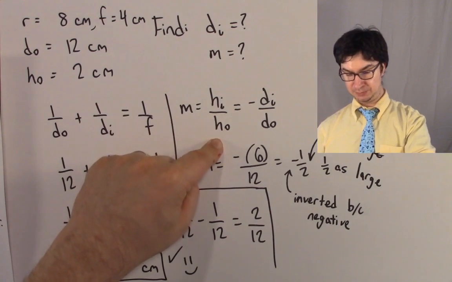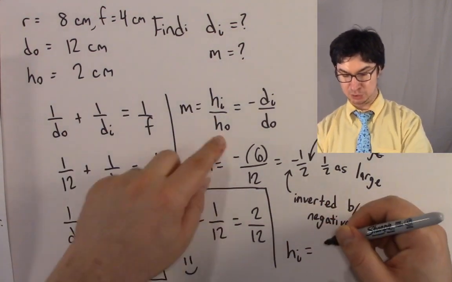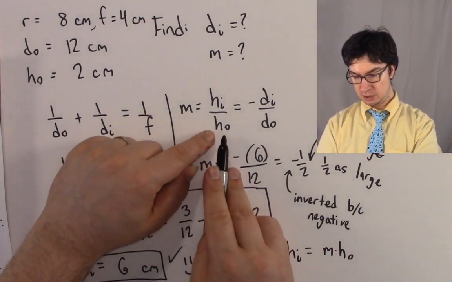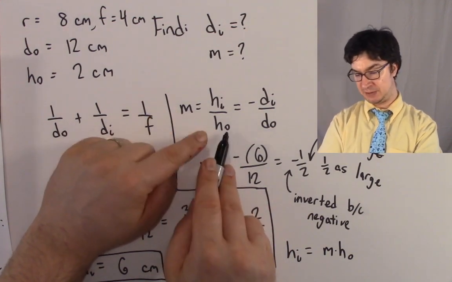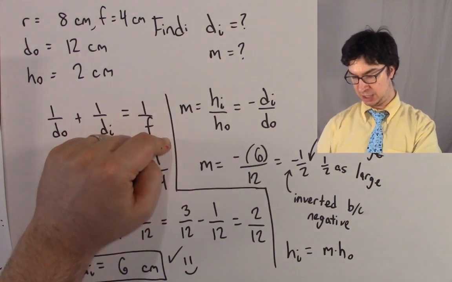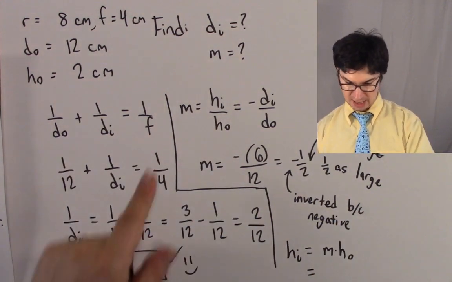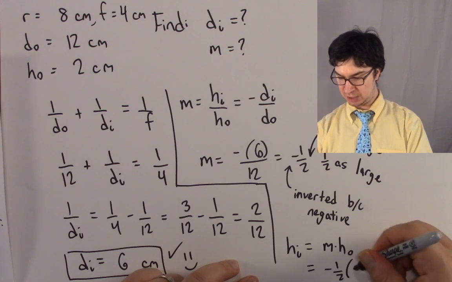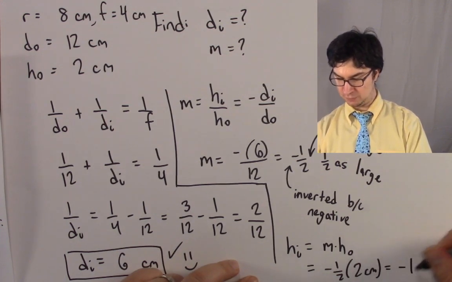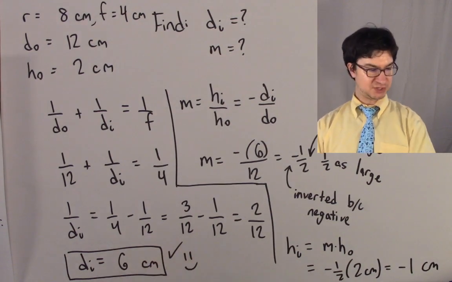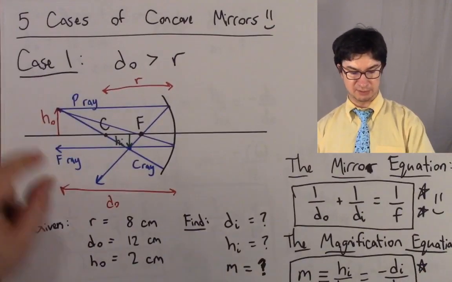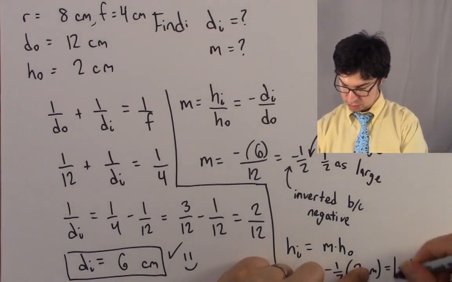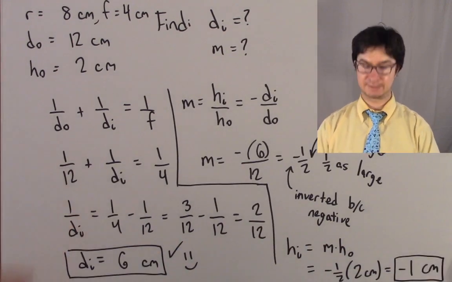If we use the magnification equation, we can say the image height, HI, is equal to the magnification M times the object height. You guys all see that? If we move the object height to the other side by multiplying both sides by the object height, HI is going to be equal to M times HO. So this can be calculated as the magnification, which is negative 1/2, times the object height, which was 2 centimeters. So this is equal to negative 1 centimeter. All right, which makes sense, because if the original height of the object was 2 centimeters, negative 1/2 of that is negative 1 centimeter. Okay, we got it. And we have effectively solved this problem.